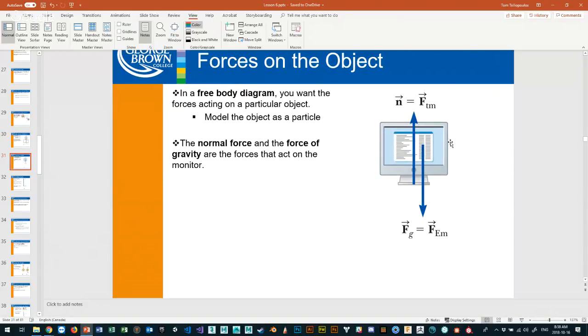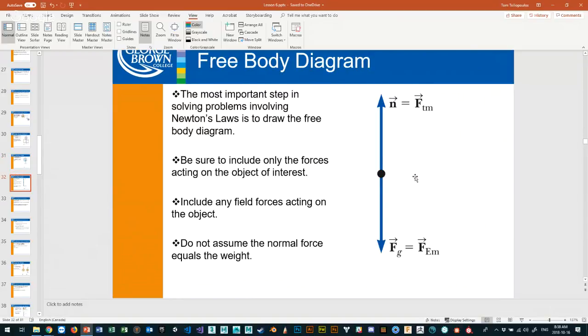So I have these two objects. I have a monitor on a desk. I have the normal force, as an example, and I have the force of gravity pulling down, and they're in equilibrium, okay? We're going to start talking about this idea of a free body diagram. And for your assignment number 2, one of the things you've been asked to do is draw free body diagrams for some of the situations that I presented, right?